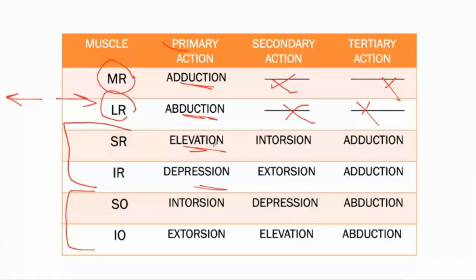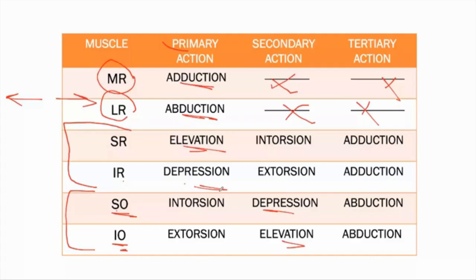So what is the primary action of the superior rectus? It causes elevation, while the inferior rectus causes depression, as they are named. So the recti cause the same action as their names. The superior causes elevation, the inferior causes depression, while the obliques cause an action which is different from their names. So the superior muscle will cause depression, while the inferior muscle will cause elevation. Now we come to the secondary and tertiary actions.